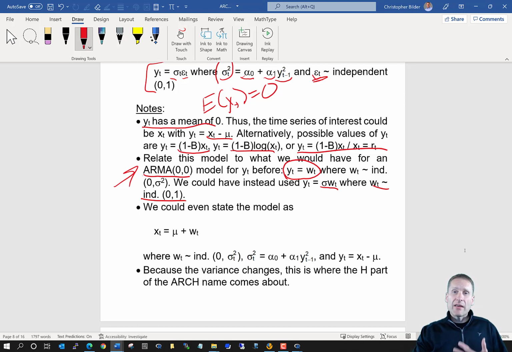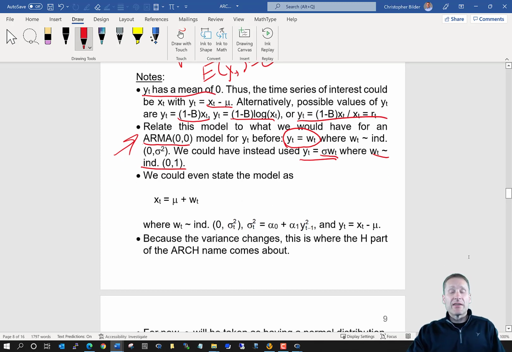Now, the only thing that's different then with this model versus the model that we see up there is that I have a subscript t on sigma. This particular model up here allows for my variance to change as a function of the past. It allows for non-stationarity in the variance, essentially.